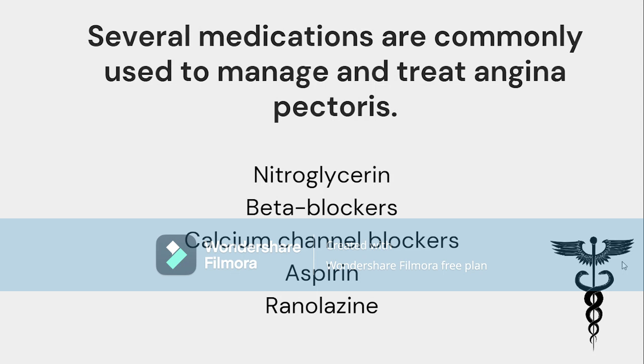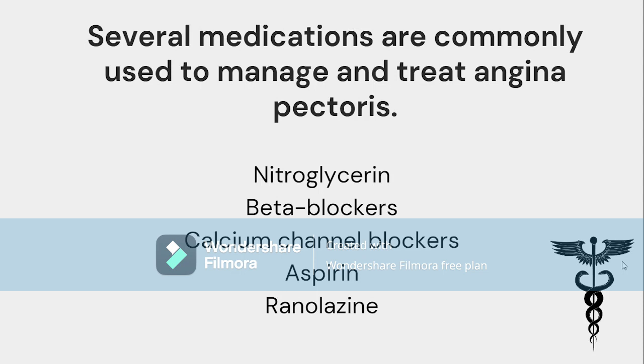Next drug is aspirin. While not specifically a drug for angina, aspirin is commonly recommended for individuals with angina pectoris. Aspirin helps reduce the risk of blood clots forming by inhibiting platelet aggregation. By preventing blood clots, aspirin can reduce the likelihood of a heart attack or stroke, which can be associated with angina.